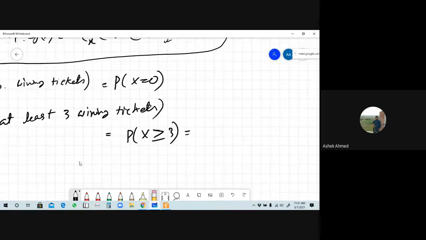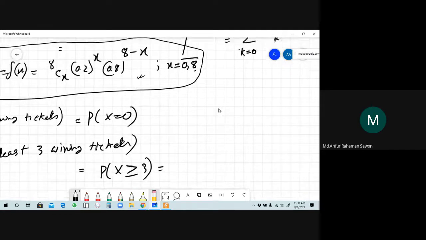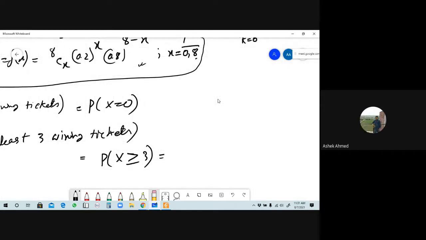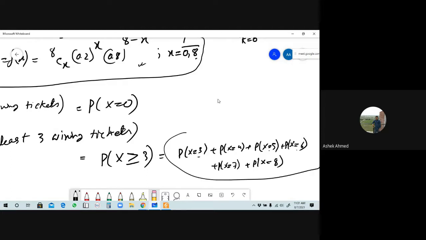That means what will be the value of x here? x will be from 3 to 8. So we have to sum the probabilities: probability of x equals 3, plus probability of x equals 4, plus probability of x equals 5, plus probability of x equals 6, plus probability of x equals 7, plus probability of x equals 8. How many terms here? 1, 2, 3, 4, 5, 6, is it right? Response me. Then, by putting the values of x as 3, 4, 5 up to 8, I think you can solve this result here. Understand?